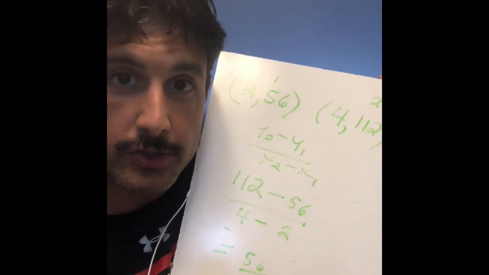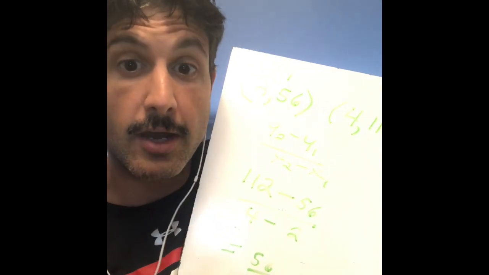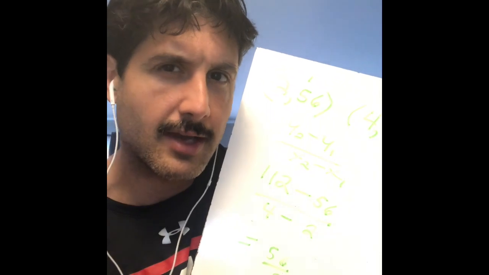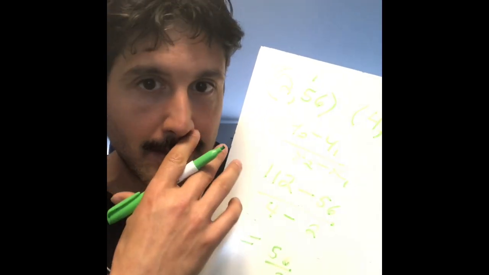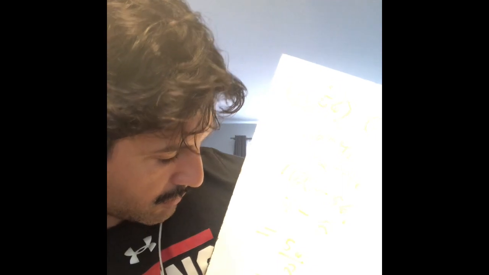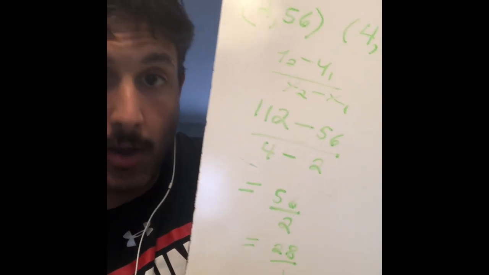So 56 over 2, again, that's the rise over run. That's your rate of change. That's how fast you're traveling. 56 kilometers every 2 hours. That's not typical. You want to put it in lowest terms. That makes a little more sense. So divide 56 by 2, put it in lowest terms, and you get a speed per hour. So 56 goes in 28 times. So 28 kilometers per hour. That's how fast you're traveling.